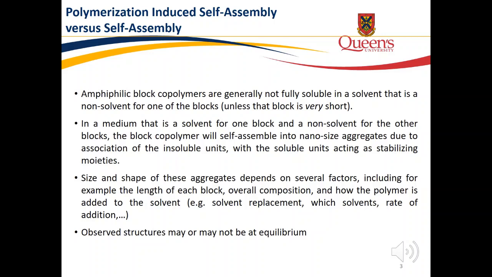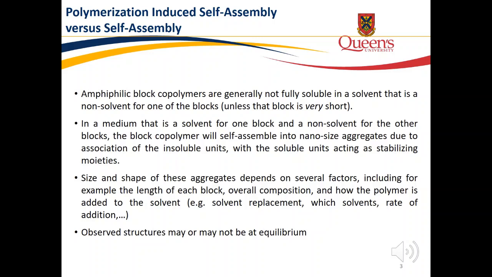If you have a medium that's a solvent for one block and a non-solvent for the other block, you usually get a self-assembly type process into some types of nano-size aggregates, and this results from association of the insoluble units with each other, and then the soluble units stay on the outside of the nano-object and they act as stabilizing moieties. And the size and shape of these self-assembled aggregates depends on a number of factors, including the length of each block, the overall composition, and how the polymer is added to the solvent. So the process you use to induce the self-assembly.